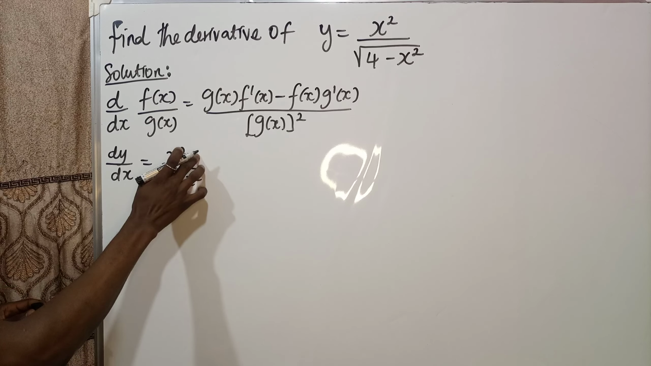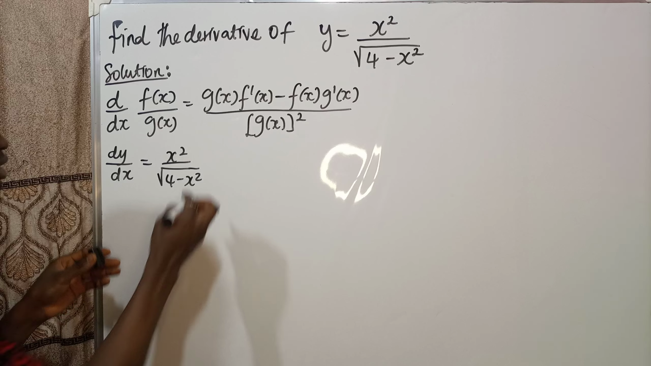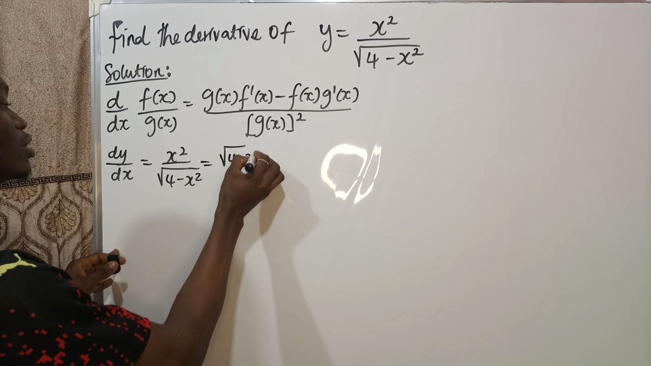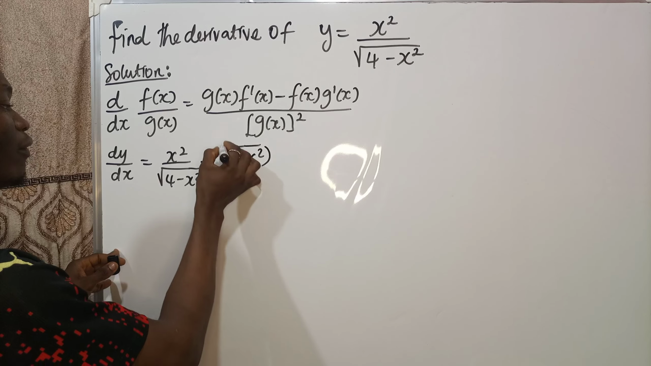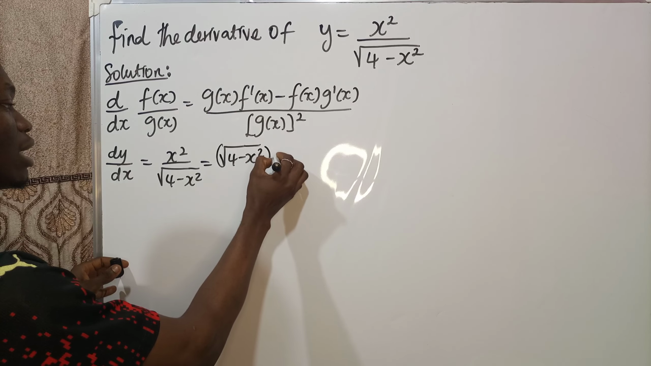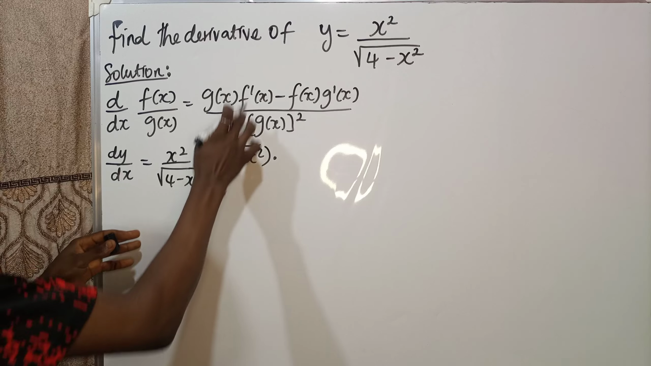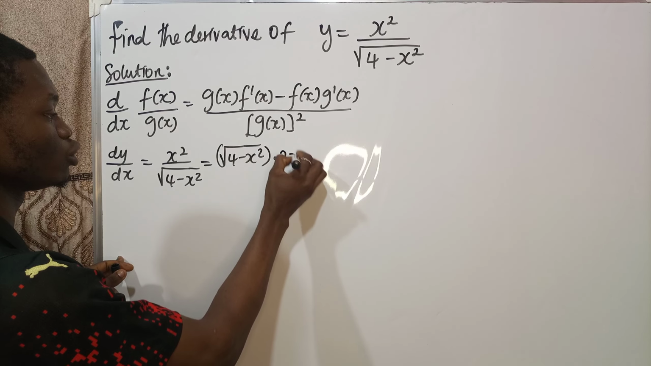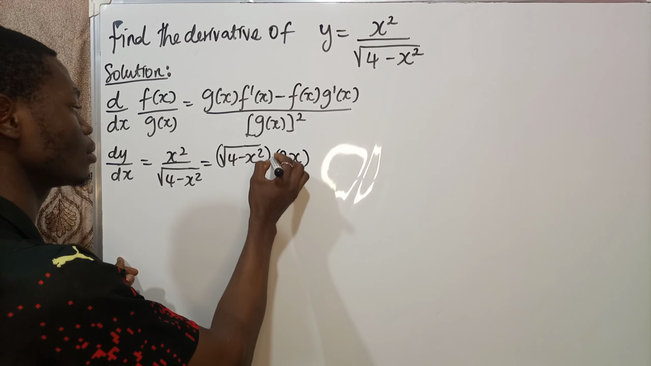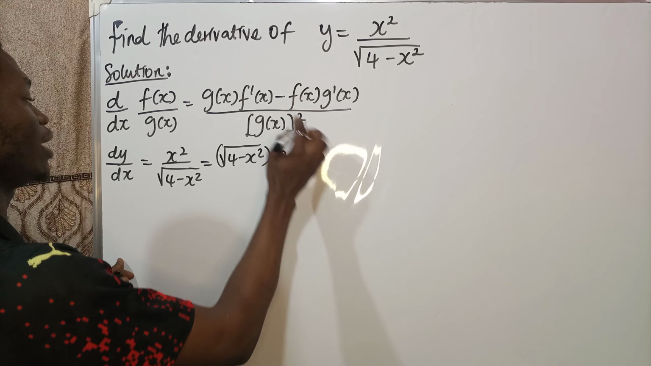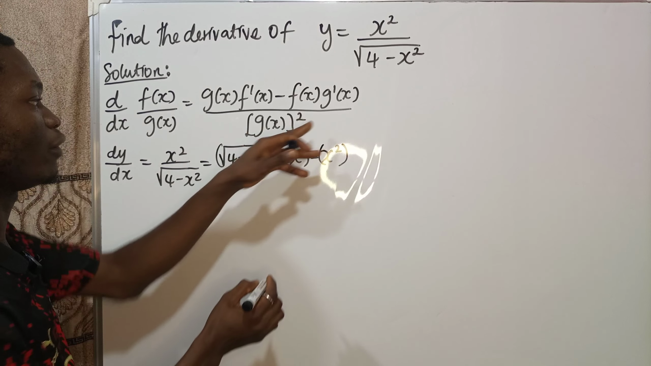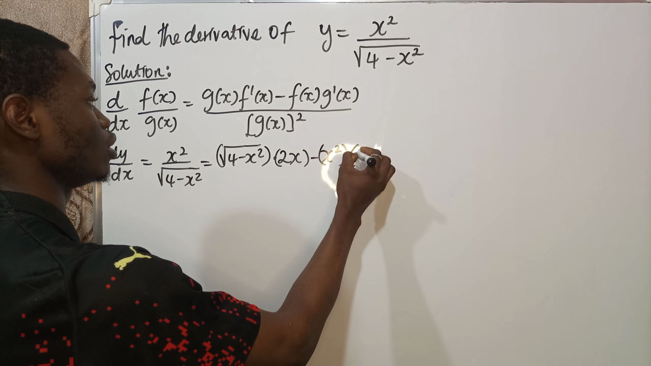Our f of x is x squared, then g of x is the square root of 4 minus x squared. We are following this pattern. Now times the differentiated x squared. Differentiating f of x, the derivative of x squared, is 2x. Now minus f of x, which is x squared, then times g of x.